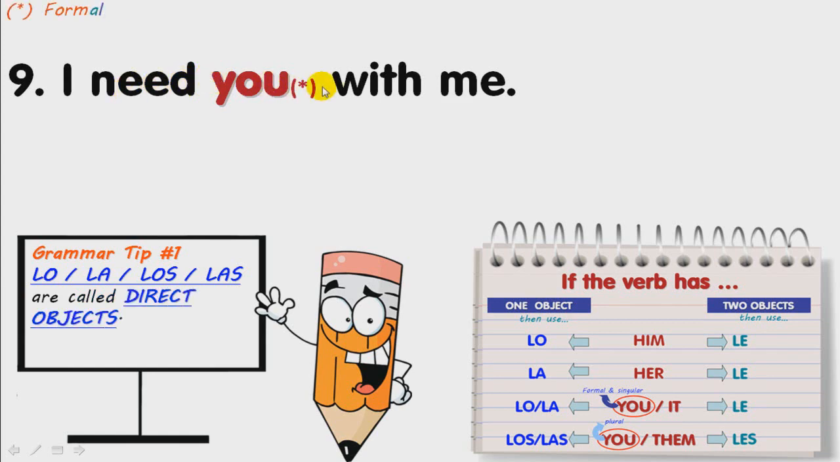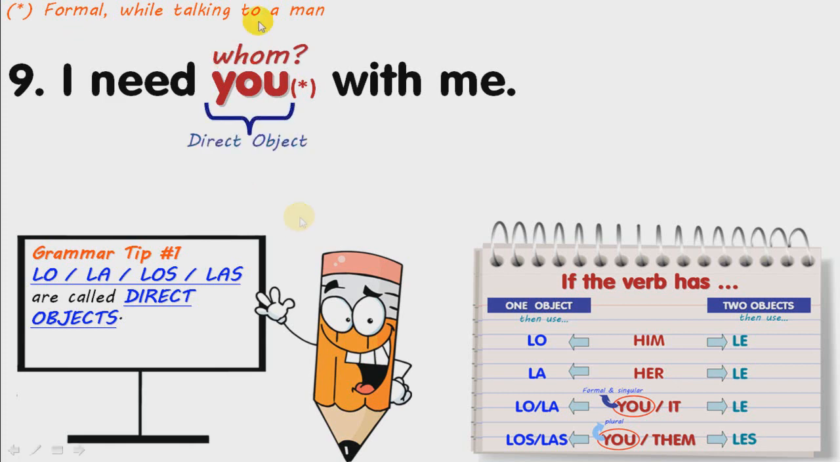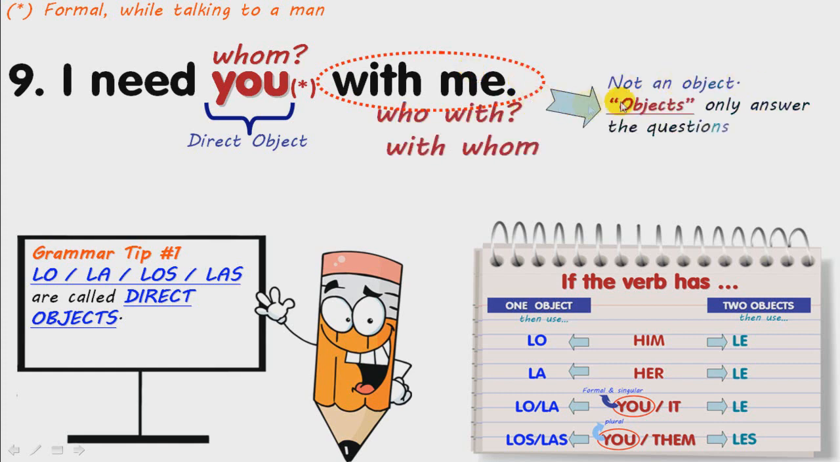I need you with me. In this case, you are addressing a man, and it's a formal situation. How many objects do we have? Well, we have whom, we can answer that. So we have one object. With me is not an object. Objects only answer the questions what, whom, or to whom. In this case, we are asking who with whom. So for that reason, we do not consider this an object.